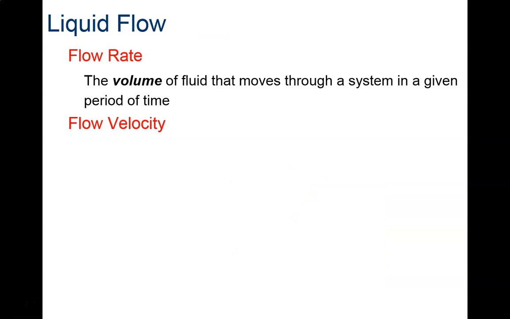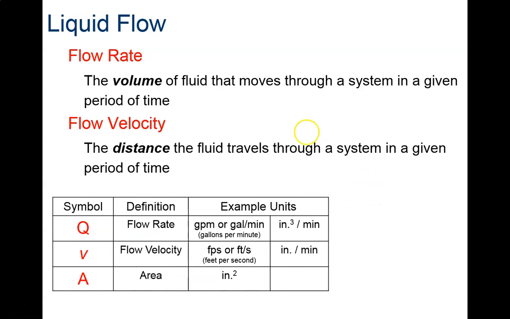So the first thing we're going to look at is flow rate. The flow rate is the volume of the liquid that moves through a system in a given amount of time. The velocity is basically the speed of a particular molecule as it flows down the pipe at a given period of time, a little chunk of fluid, the speed of it. So that's the flow velocity.